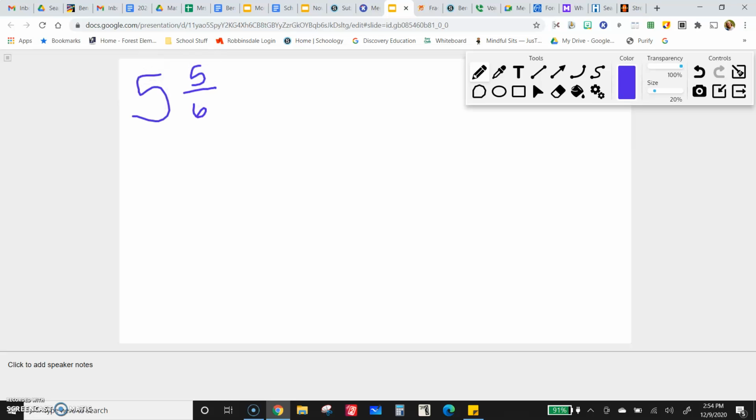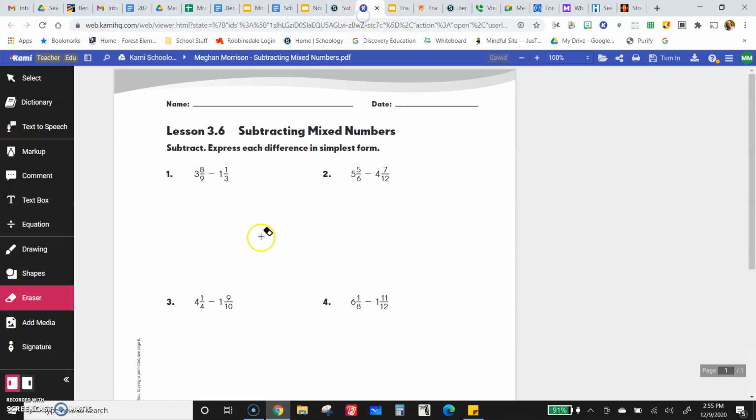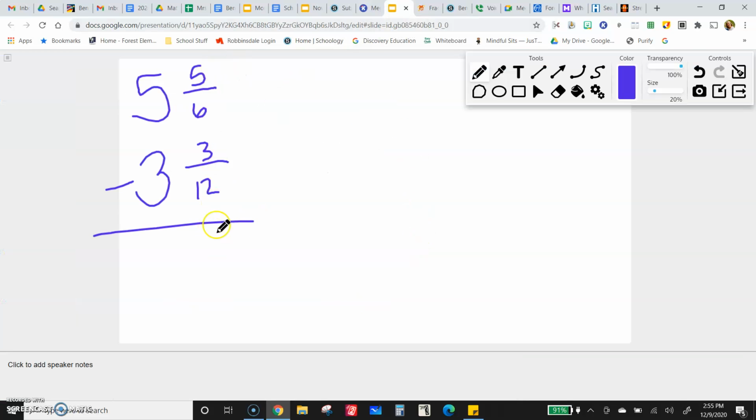5 5/6 minus 3 3/12. Notice how I always write them vertically like I've said. In your worksheet it writes them horizontally, but on your paper you can always just write them up and down like I do. So first step, find a common denominator.